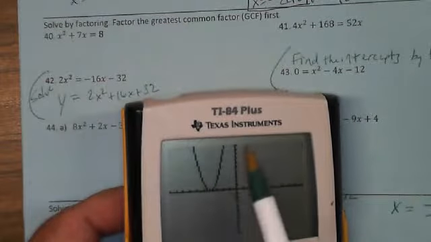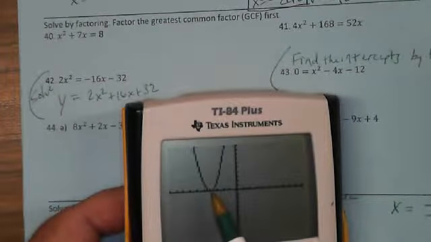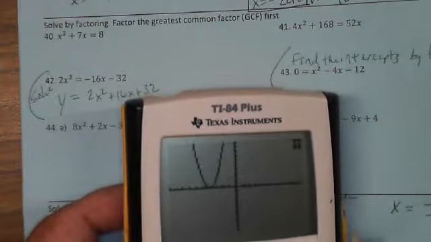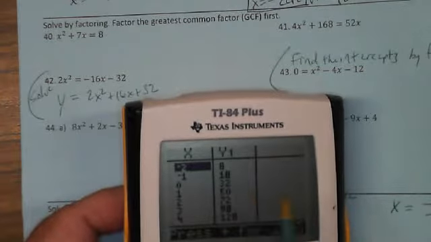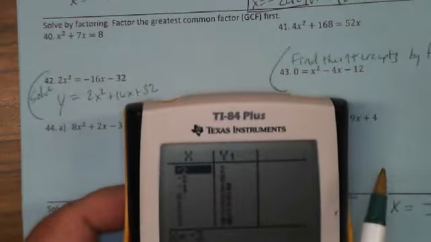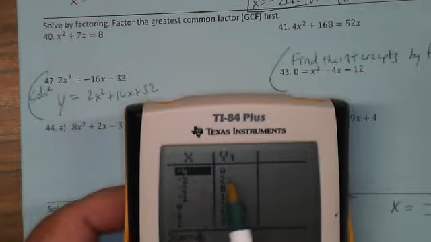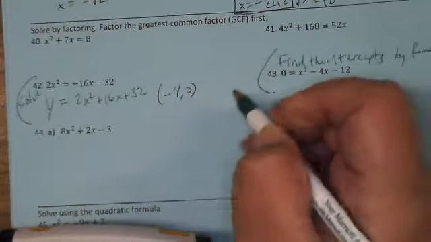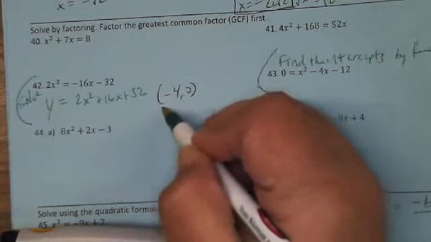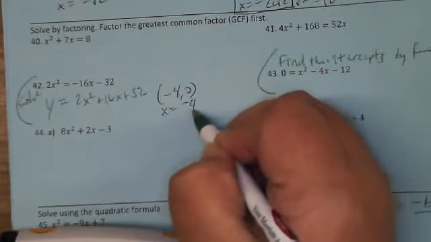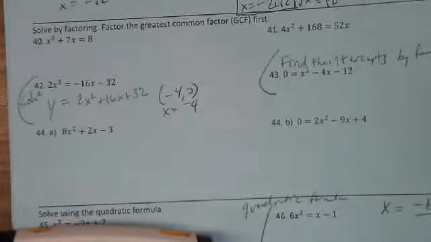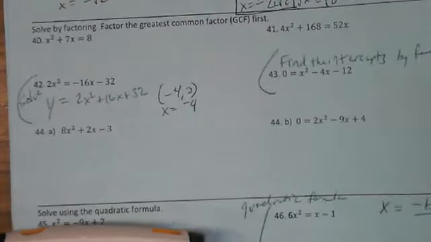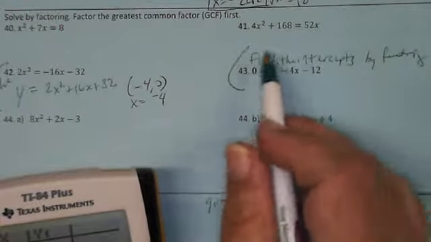You can see what it looks like. You can see that it only hits the x-axis one time. You can also look at your table and see that it hits right there at negative 4, 0. So your x-intercept would be negative 4, 0, or if you solved, x is equal to negative 4, either of those answers. Okay? Alright, let's try this one.